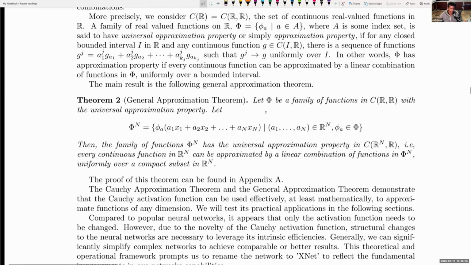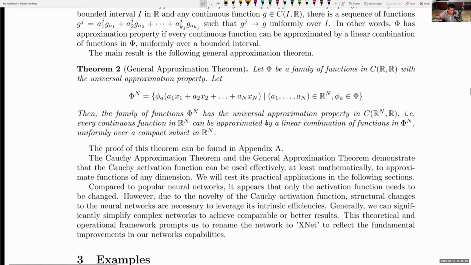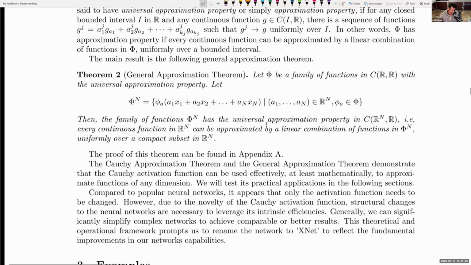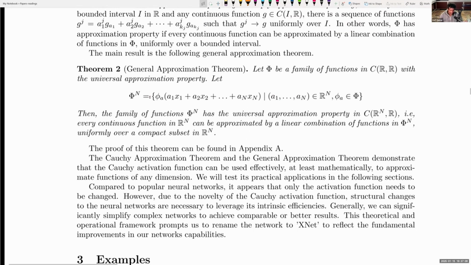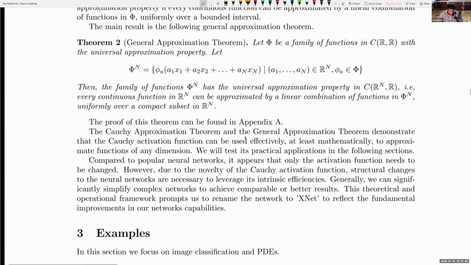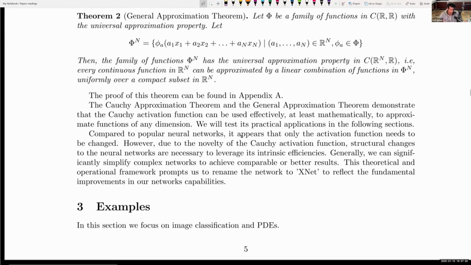For n dimensions, what they're basically saying is, in the MLP, just replace that activation function g with this Cauchy activation function. This is what the general approximation theorem states. When you want to extend this idea to n dimensions, you do the weighted sum and then have the Cauchy activation function as the g. You will basically get your output. And this type of neural network, they are calling XNet.